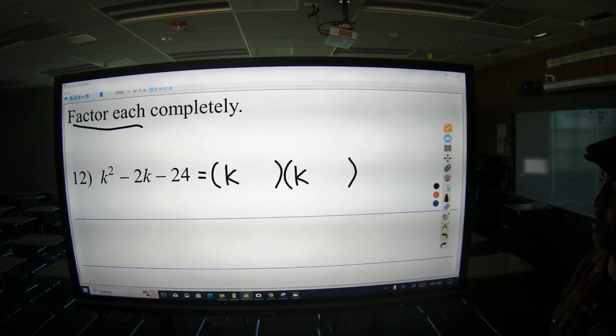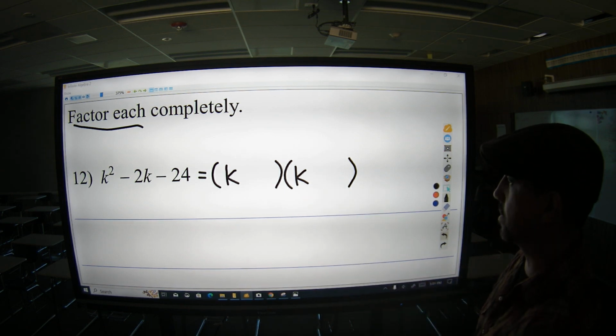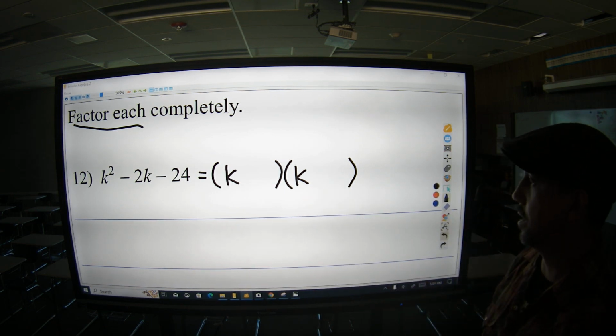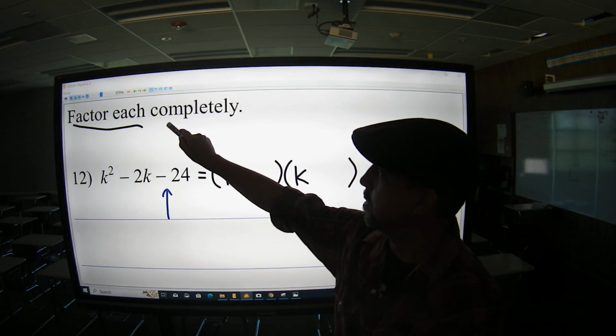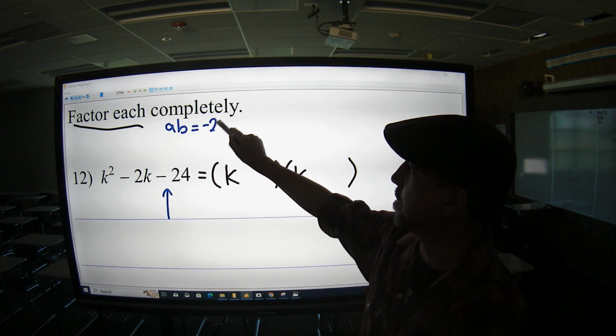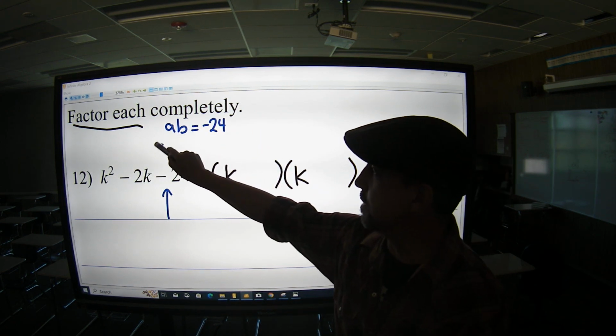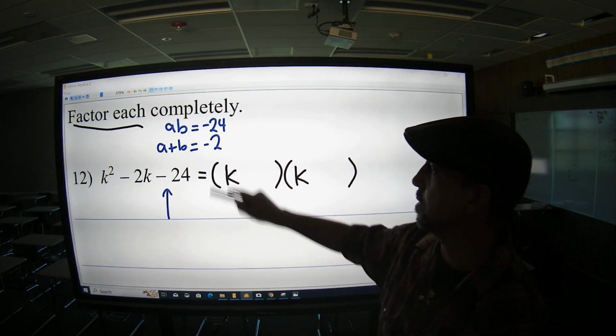Okay, I have to write this as the product of two binomials, to use some of our vocabulary. And then you take a look at the coefficient of the constant term, right? We're looking for two numbers that have a product of negative 24, and two numbers that if I add them will give me a sum of negative 2.